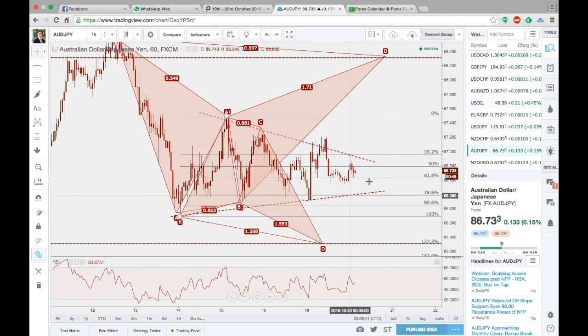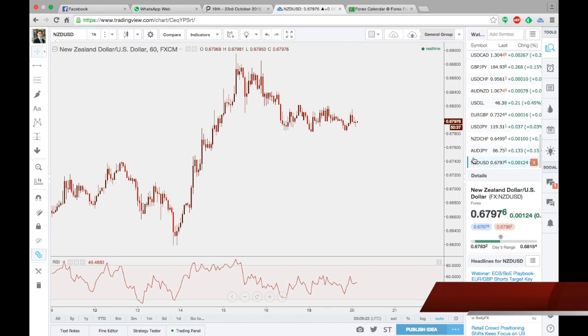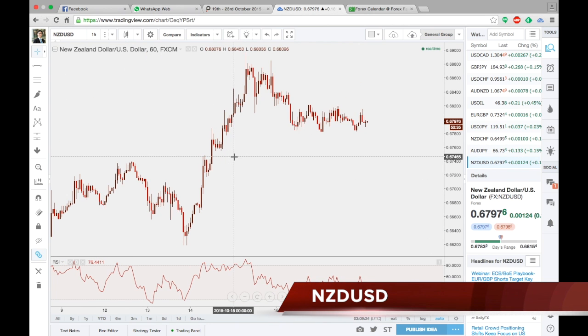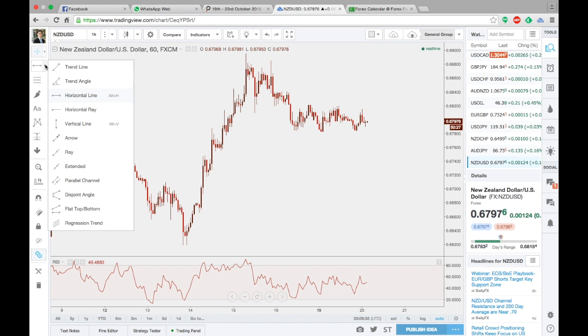Alright, and if you are trading the price action setup, we do have a very nice consolidation triangle pattern setting up as well. The next pair I want to share with you in this video is the Kiwi dollar itself. Alright, so this is very similar to the New Zealand franc, just that the other setup is different.